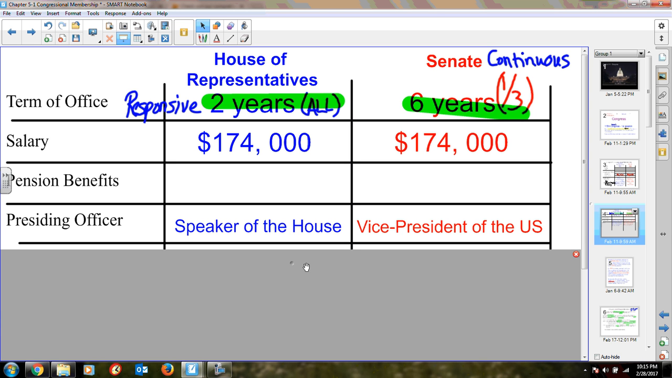The presiding officer, the officer in charge of the House of Representatives, is the Speaker of the House, and remember that that is Paul Ryan.